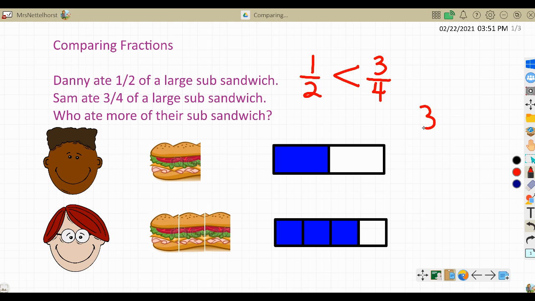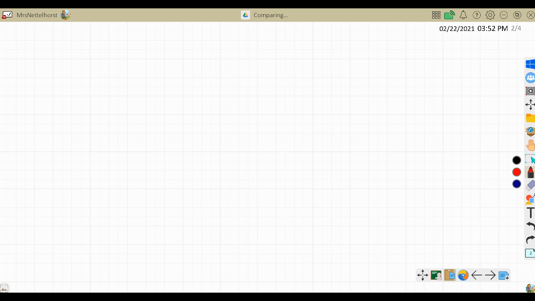Now, if 3/4 is first, then I'm still going to put 2 dots by 3/4 and 1 dot by 1/2, connect the dots, and now I read it as 3/4 is greater than 1/2. Either way that you read it, it is still true. 3/4 is greater than 1/2, 1/2 is less than 3/4. Okay, let's go to the next page.